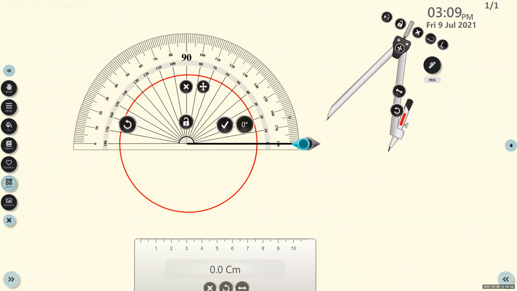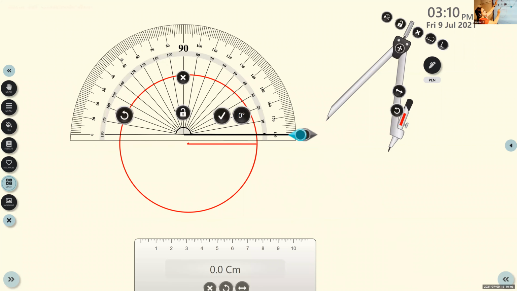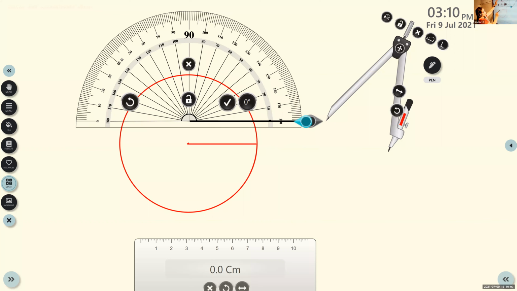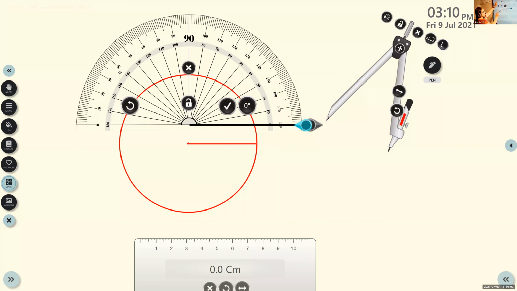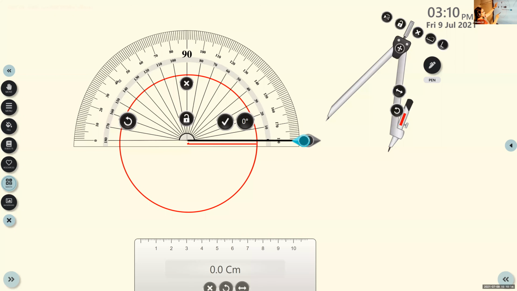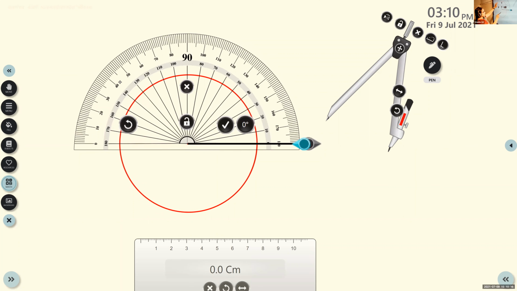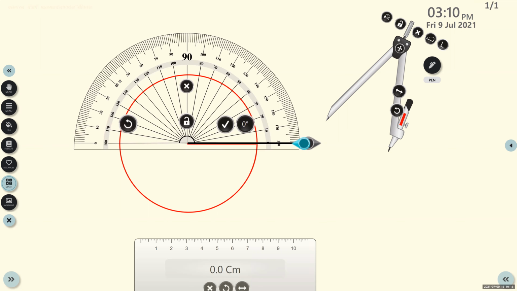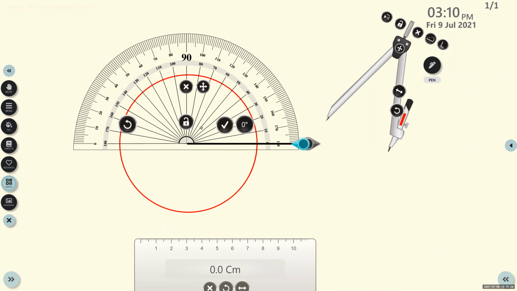See, this is the center of the protractor. Make the center of the protractor and the center of the circle coincide, and the line of the protractor coincide with the radius that we have drawn. Okay. Did you fix it?